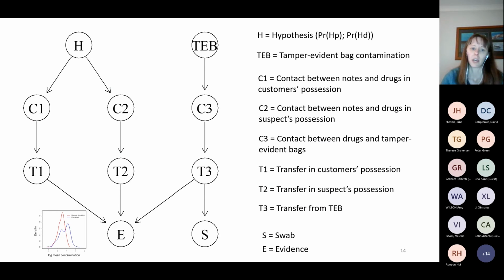We built a Bayesian network and we took into account contact between the notes and the customers, the notes and Stephen Compton and his drug-using hands, and the bags and the contaminated table. And then we also thought about putting nodes in for probability of transfer, similar to the previous networks that we looked at. In the end, there's some evidence at the end of the network, which is the amount of contamination on these notes and the amount of contamination on the tamper-evident bags.